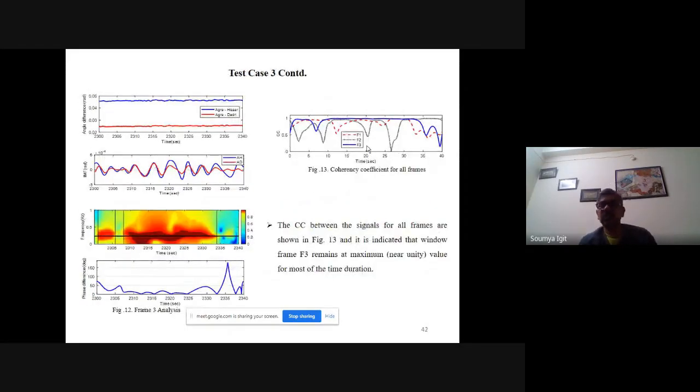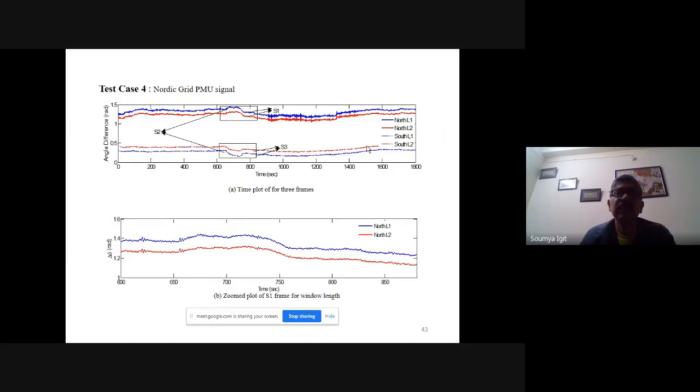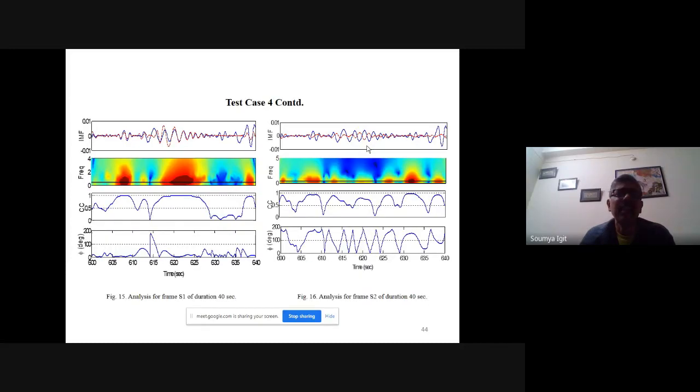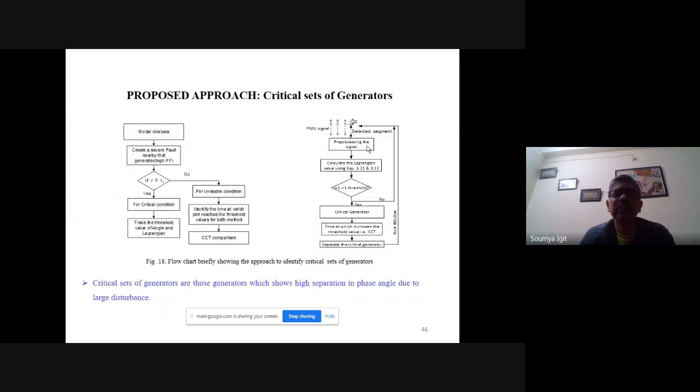So when we go for that, after that we get the critical clearing time and the coherency with respect to the different frames of reference. So these are all results. We are not interested in the results.